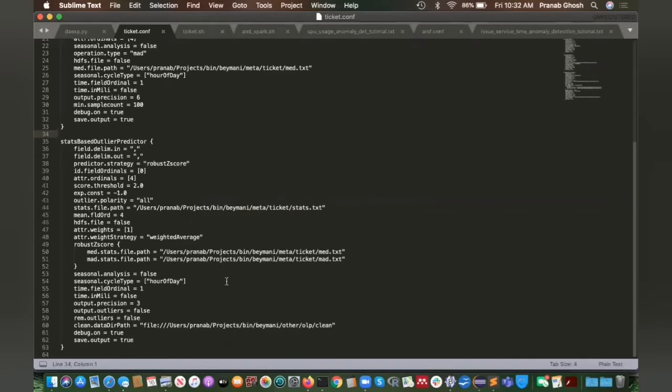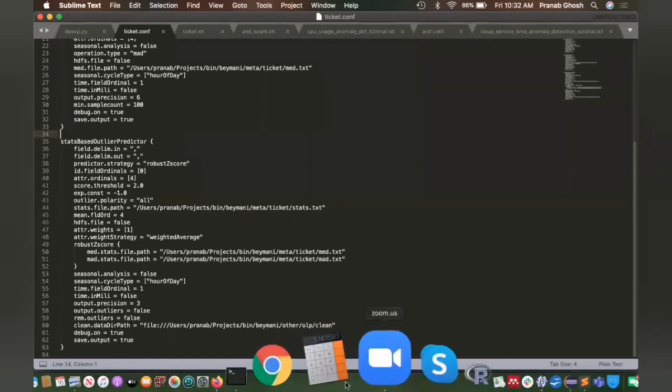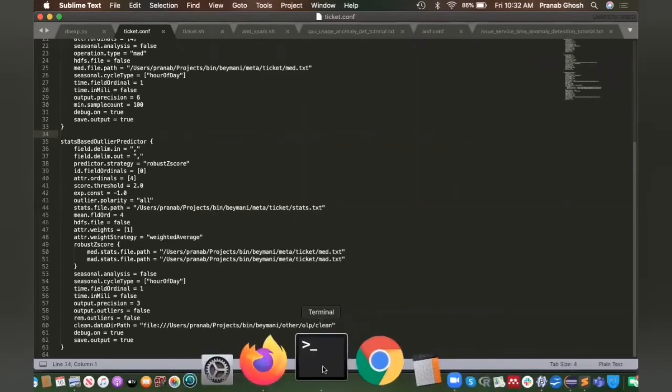Then there is a parameter called polarity. The polarity has to do with what you consider to be the outliers. Is it the extremely large values or extremely small values or both? In this case, we set it to all. But you could set it to high also, because we are only interested in the high values as the outlier. We don't care about the low values. So we can go ahead and run the predictor job.